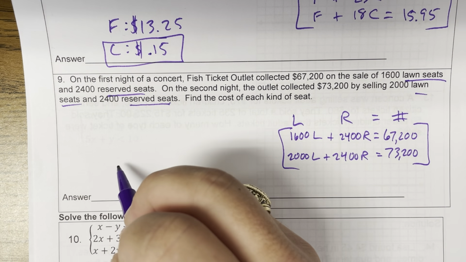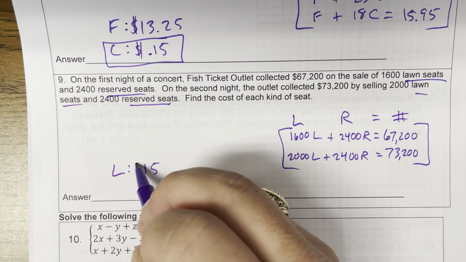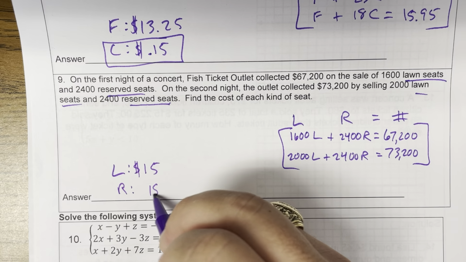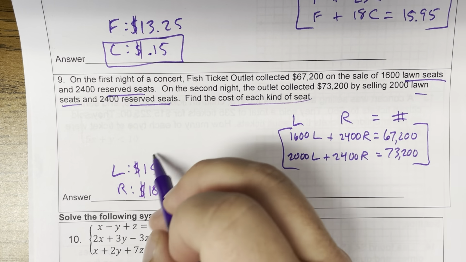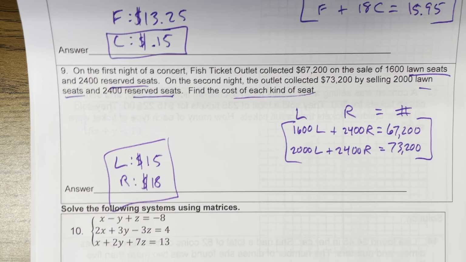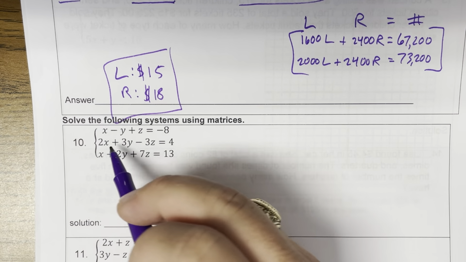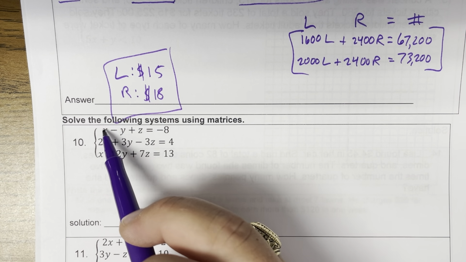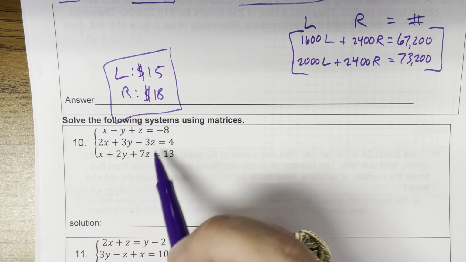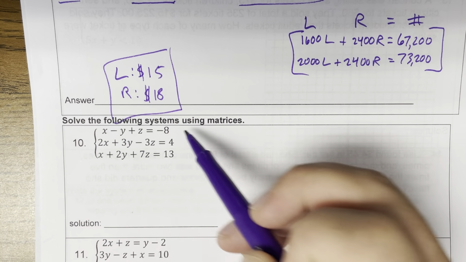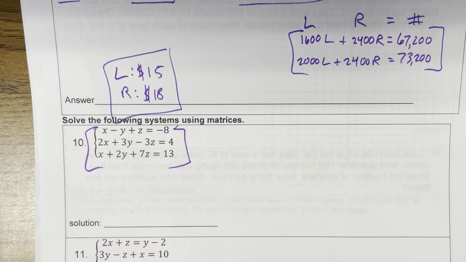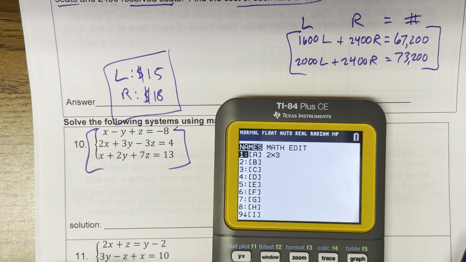And so my lawn costs 15, my reserved costs 18, and it wants each kind, so that answers my question. All right, on these, we gotta make sure they're in matrix order. We've got X's, we have Y's, we have Z's, and equals my numbers. This one's already ready to go, matrix ready. I don't have to move anything. And so I'm gonna go ahead and go into my matrix.